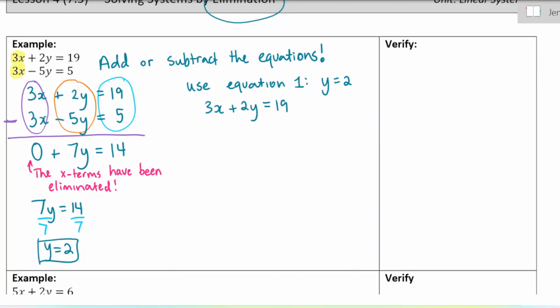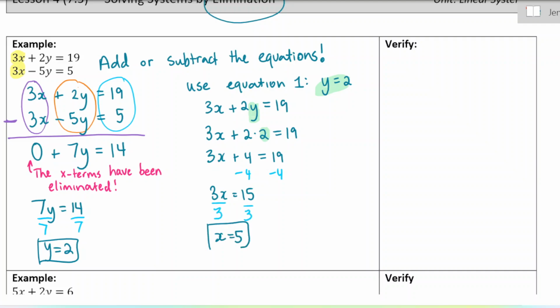And where the y is, we're going to take it out and put 2 since they're equal, and we want to solve for x. So we're going to have 3x plus 2 times 2 equals 19. Let's evaluate 2 times 2. It's 4. And then we're going to solve like normal using opposite operations. So the first thing I'll do here is subtract 4. I'll get 3x equals 15, and I'll divide by 3. And I'll get x equals 5. So there's my final answer.